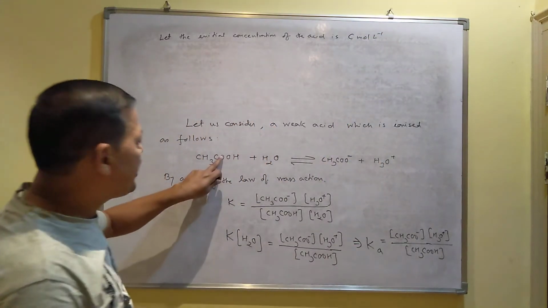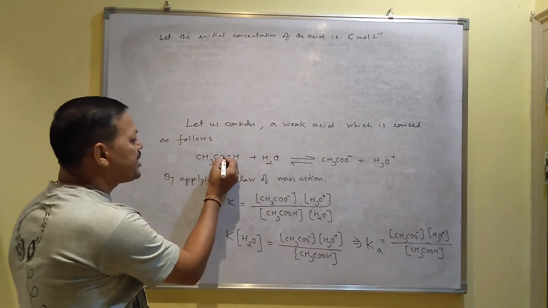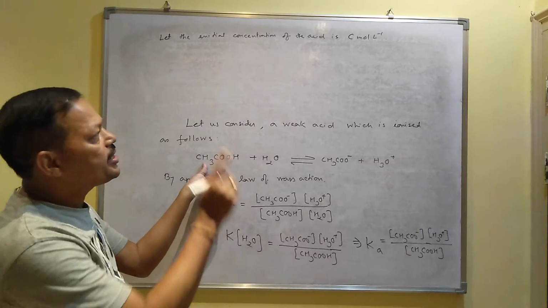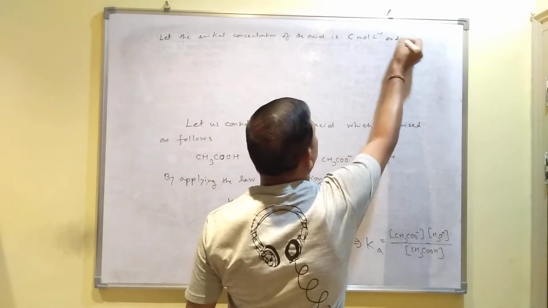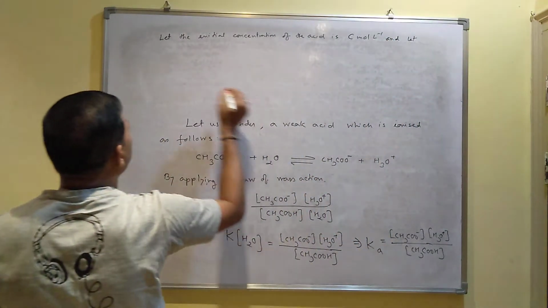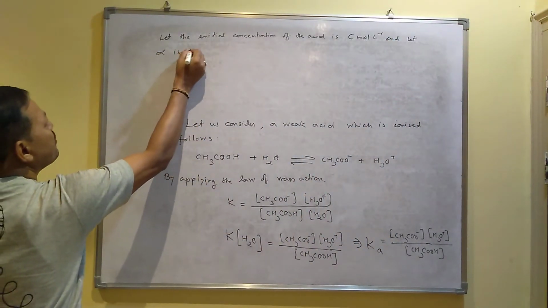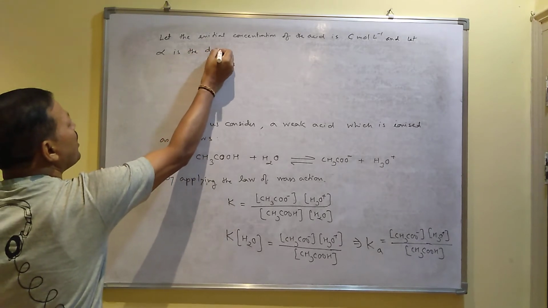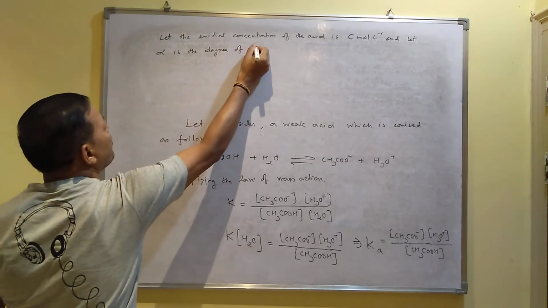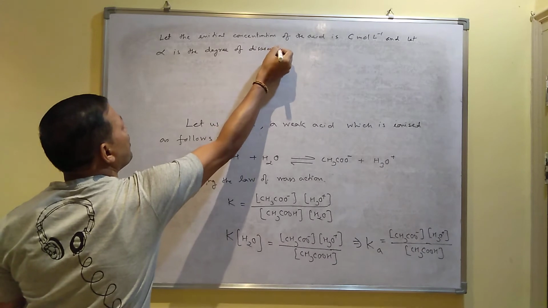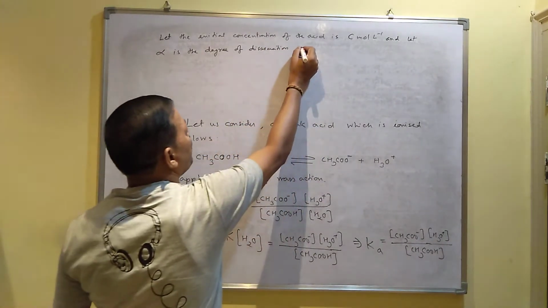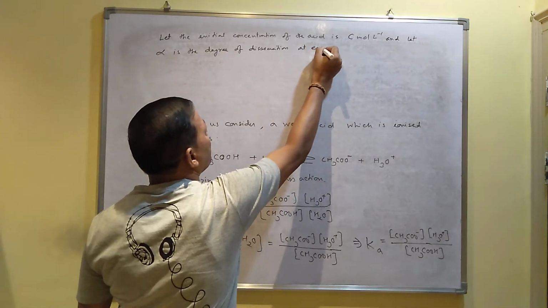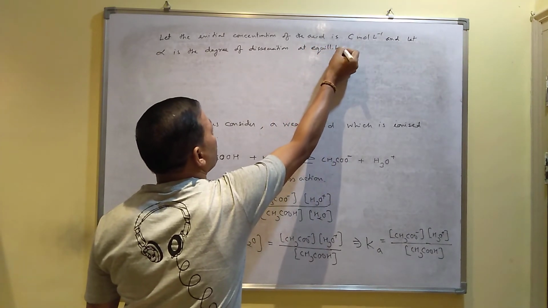I mean, initially the concentration of the acetic acid we consider as C mole per liter, and let alpha be the degree of dissociation. I mean, alpha part undergoes dissociation at equilibrium. When the reaction is at equilibrium, then alpha part undergoes breaking.